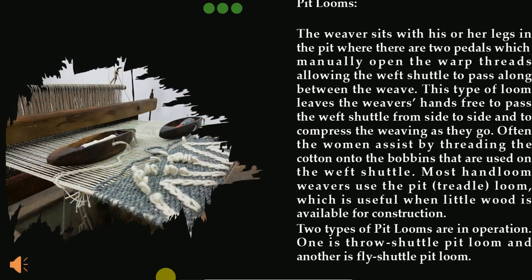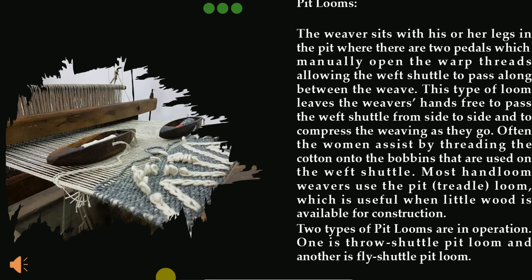Pit looms. The weaver sits with his or her legs in the pit where there are two pedals which manually open the warp threads, allowing the weft shuttle to pass along between the weave. This type of loom leaves the weaver's hands free to pass the weft shuttle from side to side and to compress the weaving as they go.